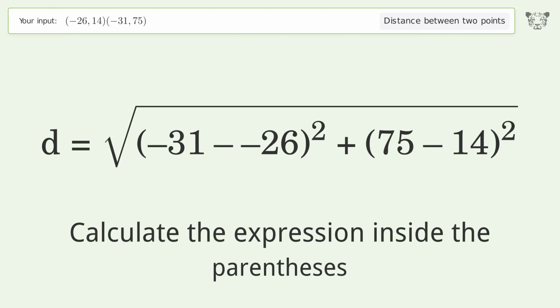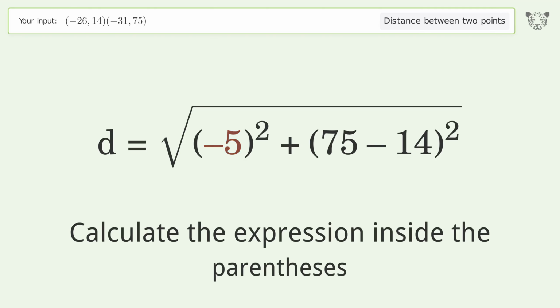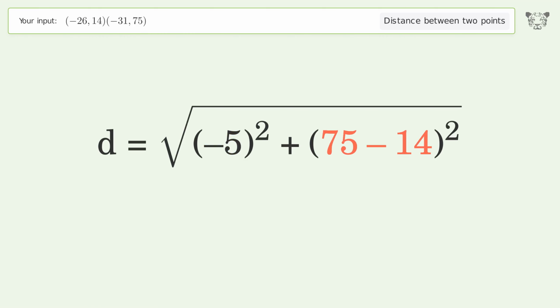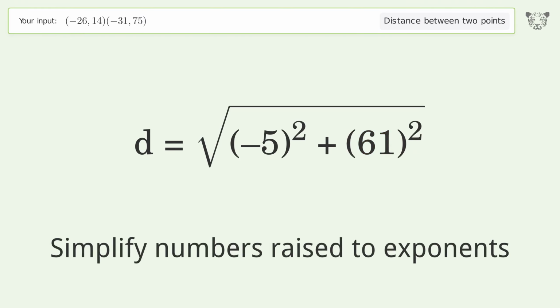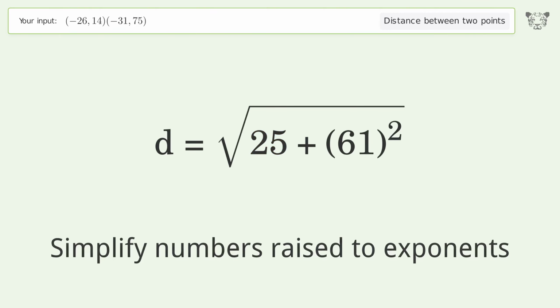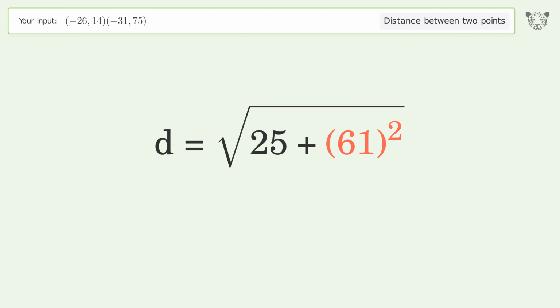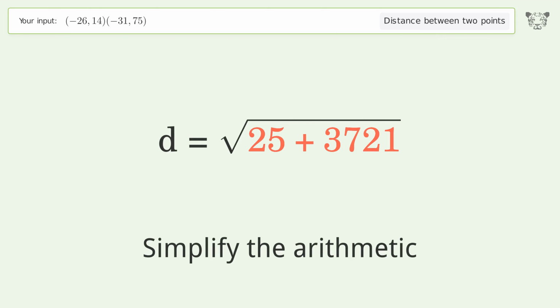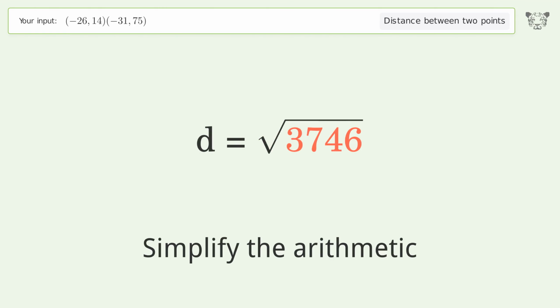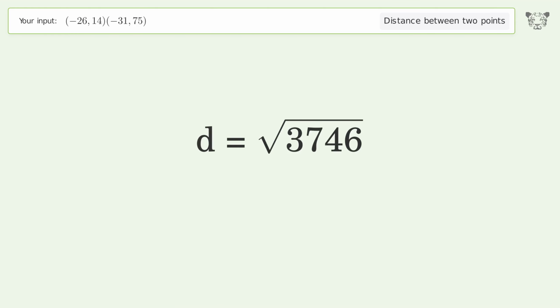Calculate the expression inside the parentheses. Simplify numbers raised to exponents. Simplify the arithmetic. And so the distance between the 2 points is the square root of 3,746, or 61.205.